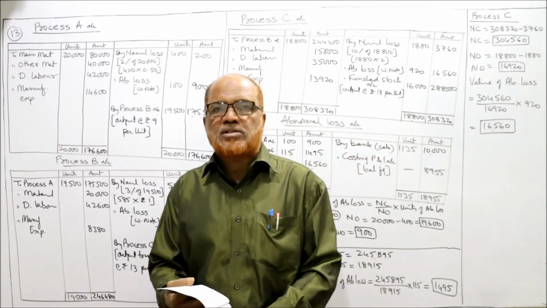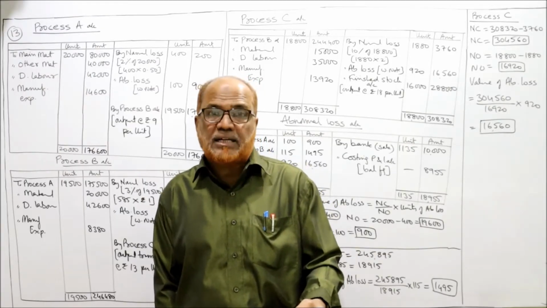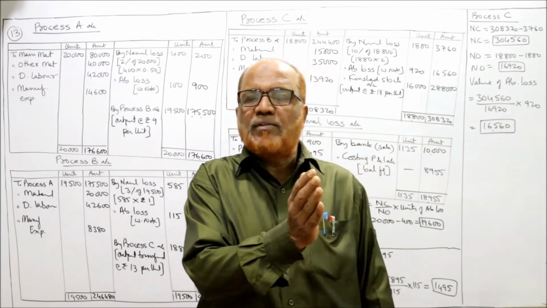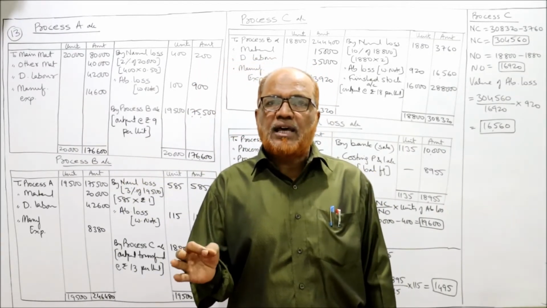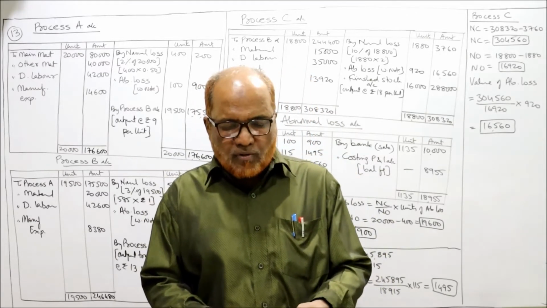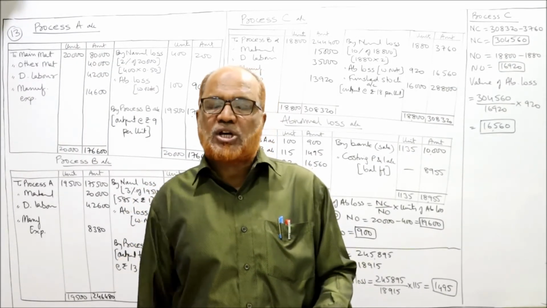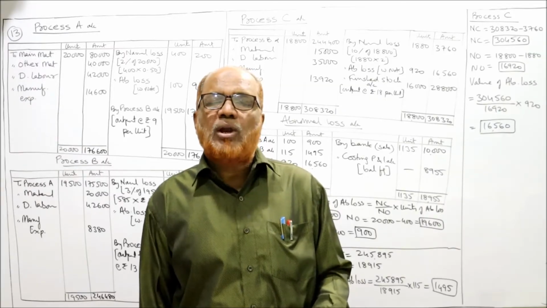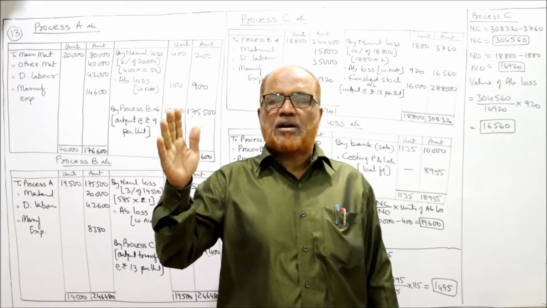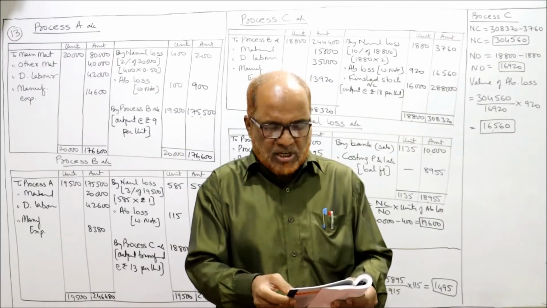The output for each process has been given as under. Process A 19,500, process B 18,800, process C 16,000 units. Remember, input is given, output is given, so definitely there may be some abnormal loss or abnormal gain. There is a possibility. There was no stock of WIP in any process. Prepare the process accounts and abnormal wastage account. Abnormal wastage means abnormal loss account. So specifically it is asking you to make process A account, process B account, process C account and abnormal loss account or abnormal wastage account.